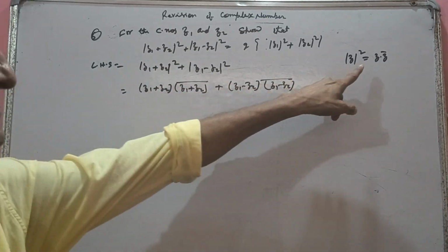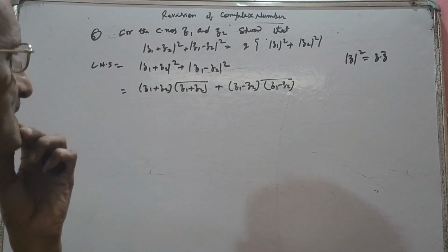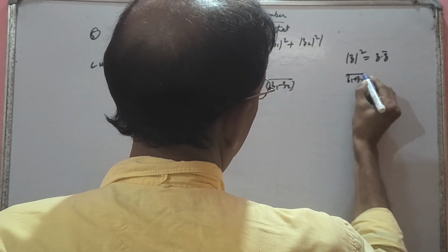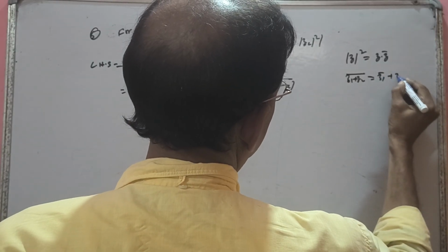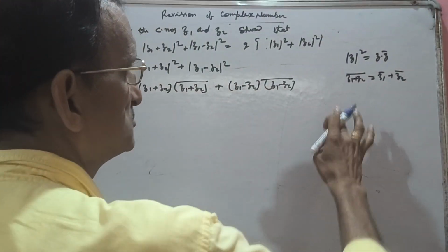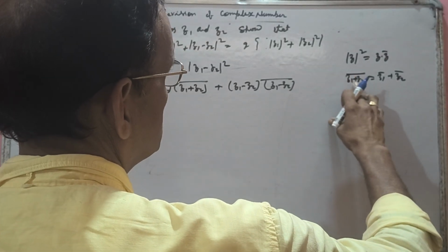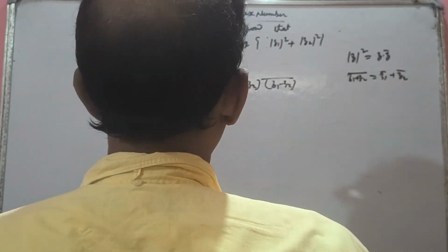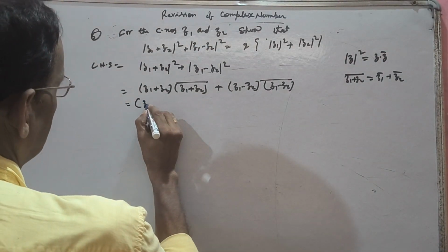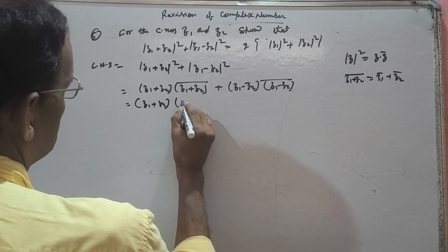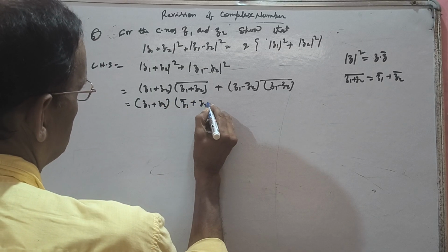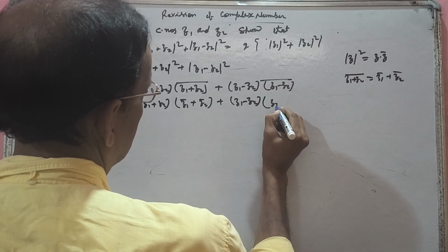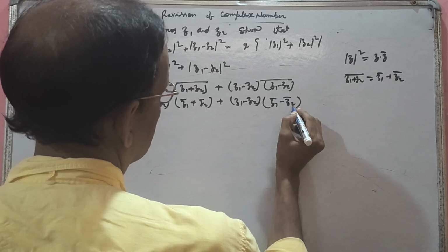Z into Z bar equals modulus Z square. Now this property also you know: modulus Z1 plus Z2 can be modulus Z1 plus modulus Z2. Property of the conjugate: the conjugate of the sum of two complex numbers is equal to the sum of their conjugates, and the same for the difference. So this can be separated: Z1 plus Z2 into Z1 bar plus Z2 bar, and here Z1 minus Z2 into Z1 bar minus Z2 bar.